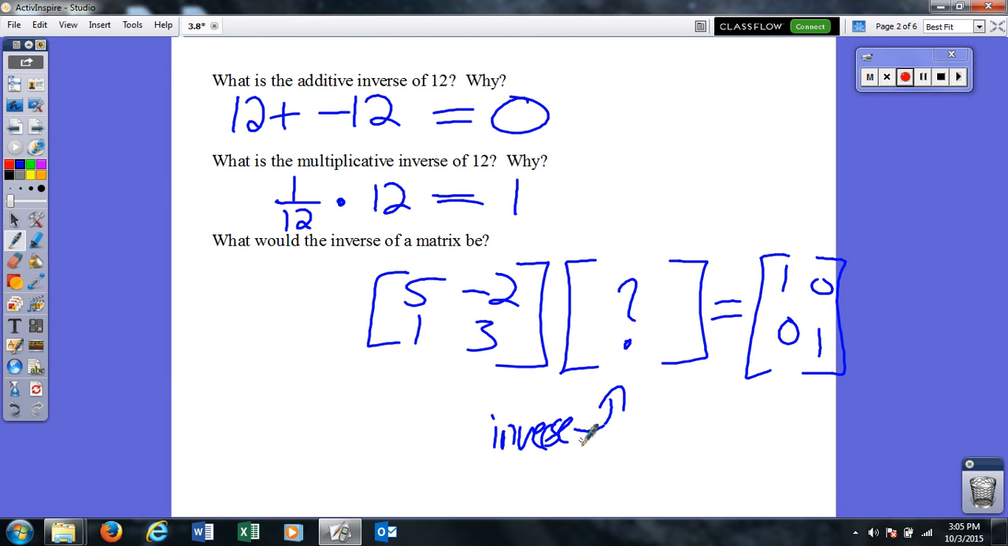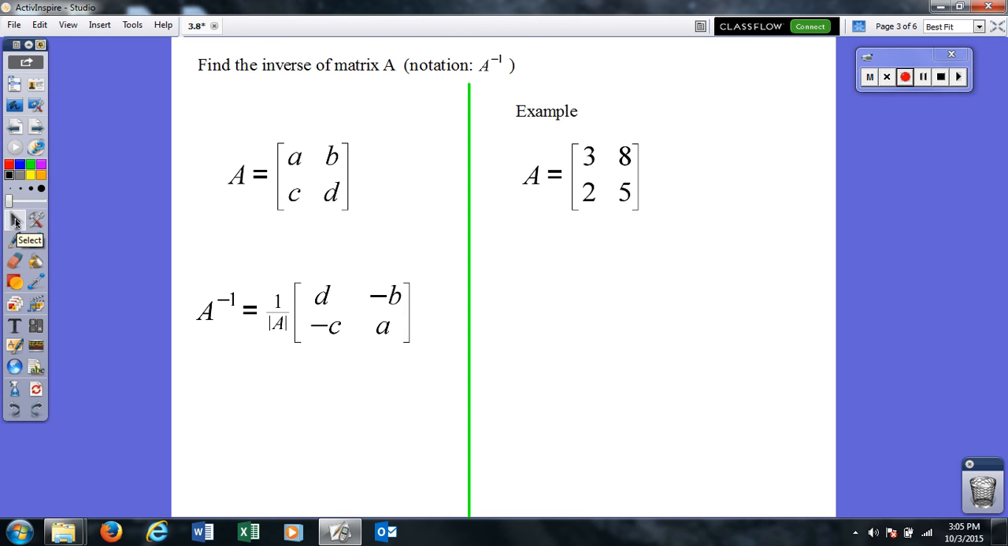That thing that we multiplied by would be the inverse. All right, let's look at how to find the inverse of a matrix. This right here is the formula. We have matrix A with a, b, c, and d inside of it, and to get the inverse matrix, we follow this formula in the box. First of all, this thing in front, 1 over, and then that kind of looks like absolute value, if you don't remember, in the context of matrices, that means the determinant of the matrix. So let's find the determinant of the matrix first.